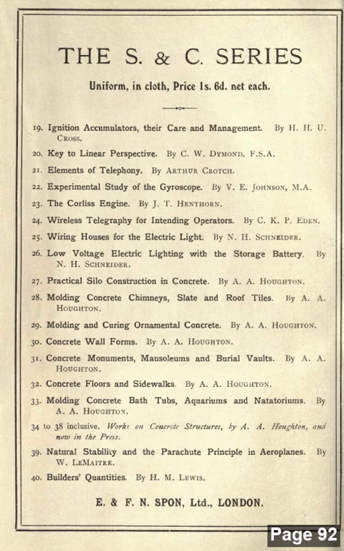39. Natural Stability and the Parachute Principle in Aeroplanes by W. Lemaitre. 40. Builders' Quantities by H. M. Lewis. E. and F. N. Spon Limited, London. Page 93.